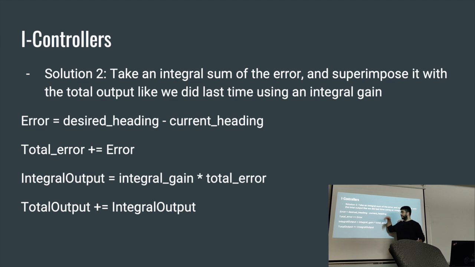This error could also be negative, right? It doesn't necessarily have to be positive, so the total error term could be positive or negative. Then we have this integral output that's simply equal to the total error multiplied by the gain. And then we superimpose that with the previous controller outputs. So we just add that on.